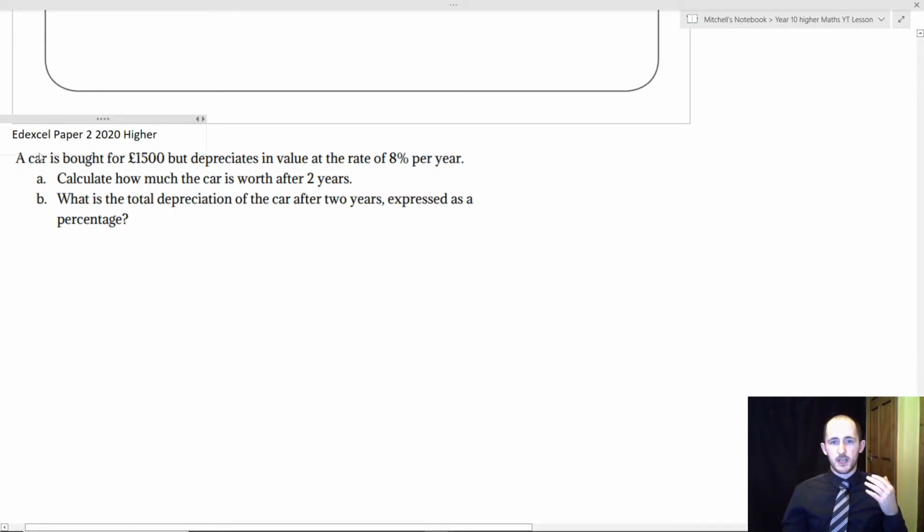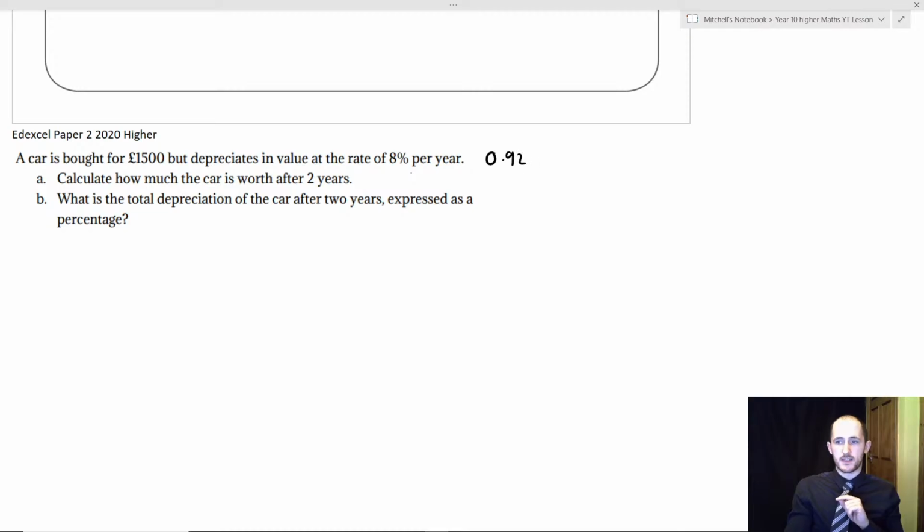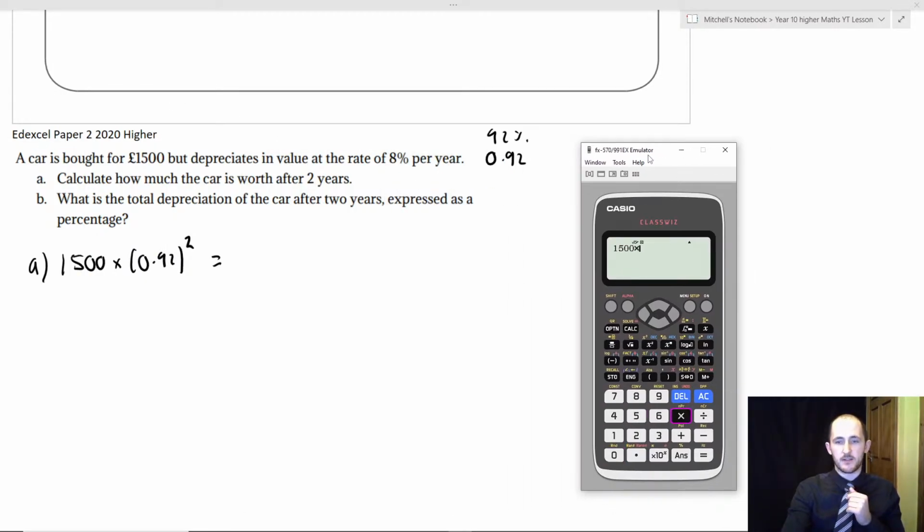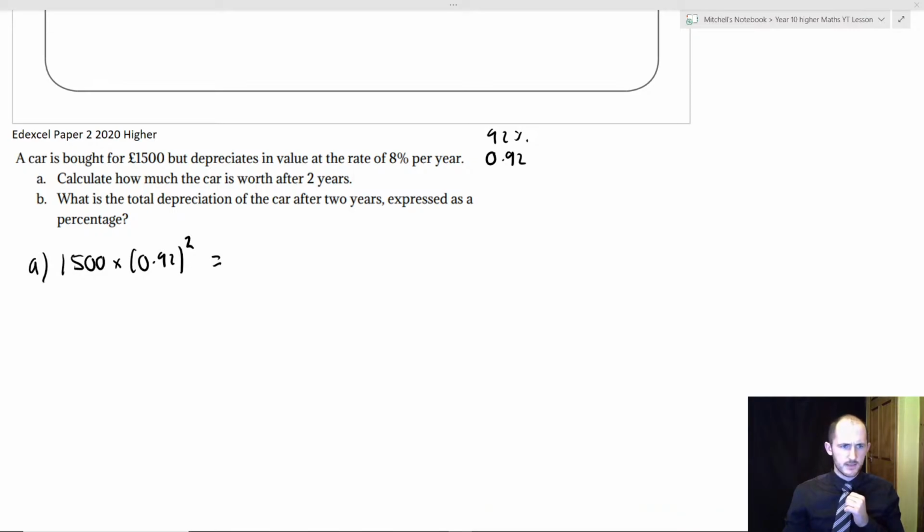So for this question, a car is bought for £1,500 but depreciates in value 8%. So in other words, 0.92 because it's at 92% of its value every year. How much is it worth after 2 years? Well, 1,500 times by 0.92. How many years? 2 years. Okay. So the questions are all very similar, always. £1269.6.